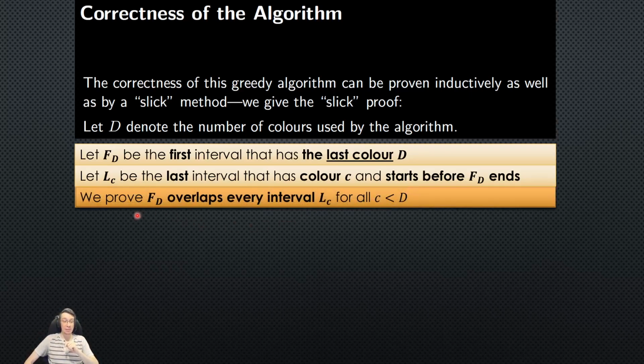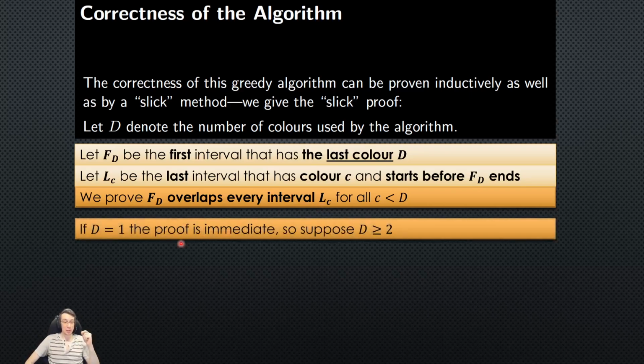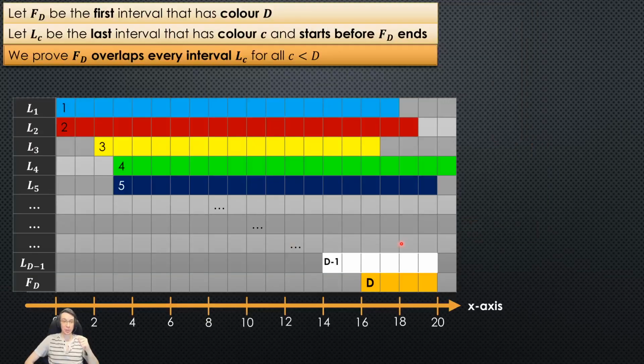We're going to prove that FD actually overlaps every single one of those intervals for every color. In other words, we're going to establish a time when there were D intervals that all intersected, so we really need D colors, and that will establish that we have an optimal return value D. So if D is 1, the proof is immediate. It's trivial, right? If D is 1, there is one interval, the FD, that got the last color, and there's one interval that needs one color, so okay. But what if D is greater than or equal to 2?